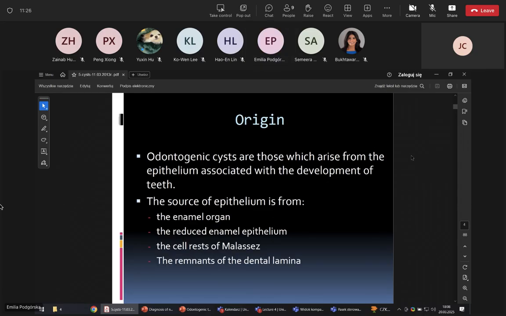Origin. Odontogenic cysts are those which arise from the epithelium associated with the development of teeth. The source of epithelium is from the enamel organ, the reduced enamel epithelium, the cell rests of Malassez, and the remnants of the dental lamina.